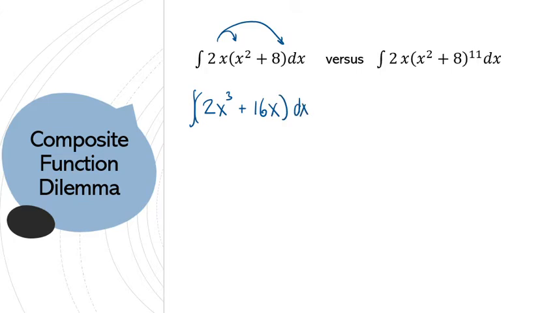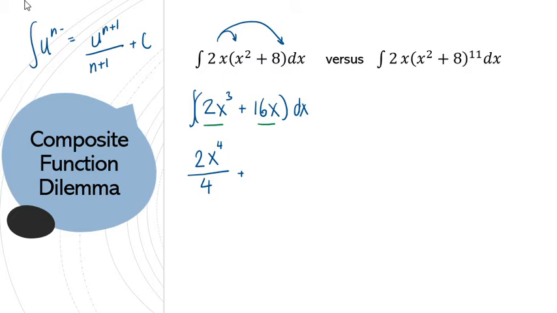And then I integrate each section separately by using my general power formula. u to the n is u to the n plus 1, over n plus 1, plus c. So I have a 2 that can stay there. If n is 3, n plus 1 is 4. I have a 16 that can stay there. On the x there must be a 1. n plus 1 is 2. I clean it up, and we're done.